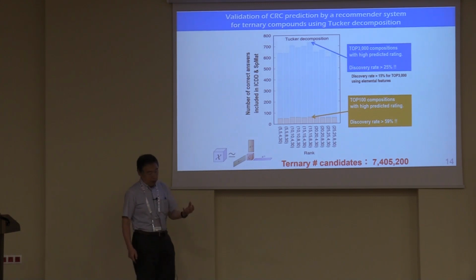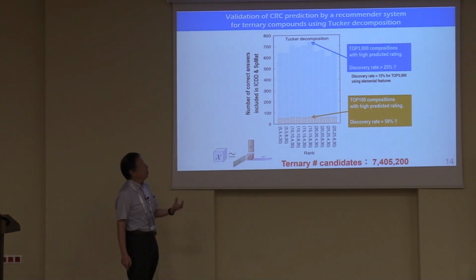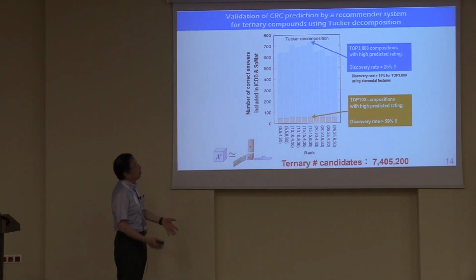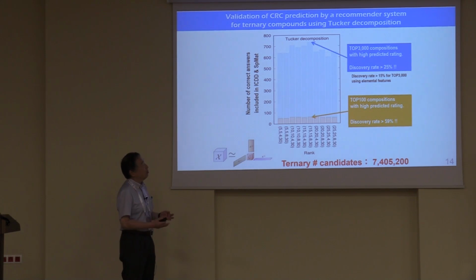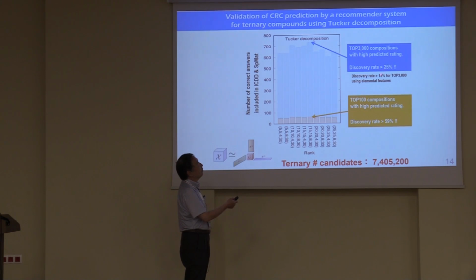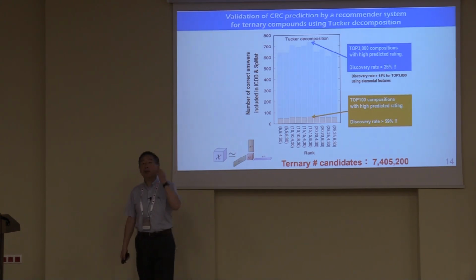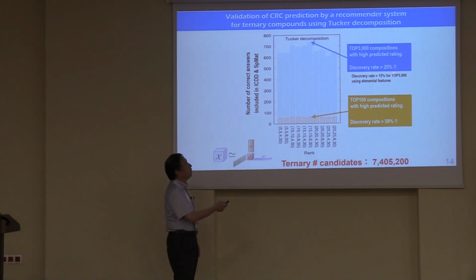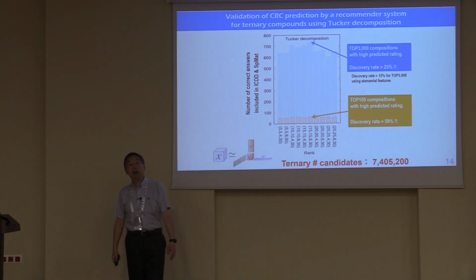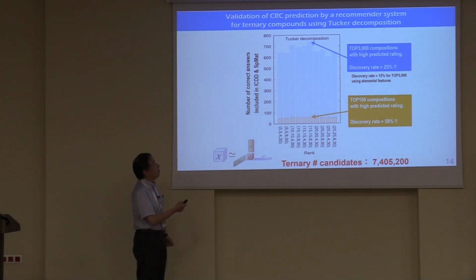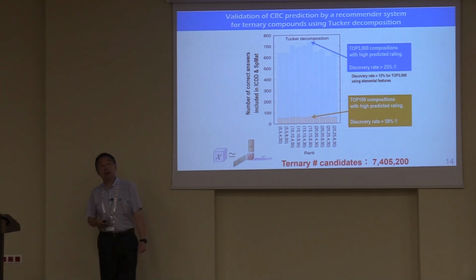Yesterday, I talked about the method with elemental features, a 500-dimensional space using electronegativity or atomic number and so on. At that time, the discovery rate was something like 15%. Even at 15%, we were so happy and gave the data to the experimenters. But this tensor decomposition performed much better than the previous method. So this works quite nicely.